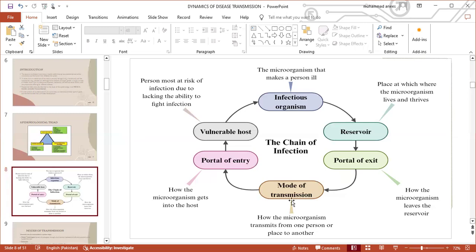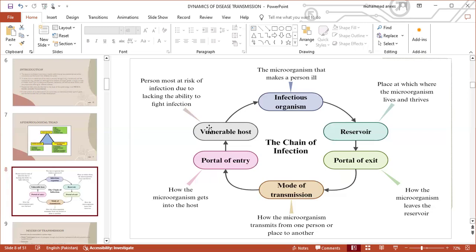Moving on to the mode of transmission. The method by which the pathogen is transmitted to a new host can be direct, person-to-person contact, or indirect by surface, air, vectors like mosquitoes. Then moving on to the portal of entry, the route through which the pathogen enters the new host. Common portals include respiratory tracts, broken skin, or mucous membrane. And this enters into a vulnerable host.